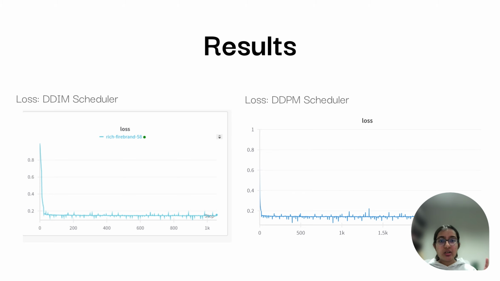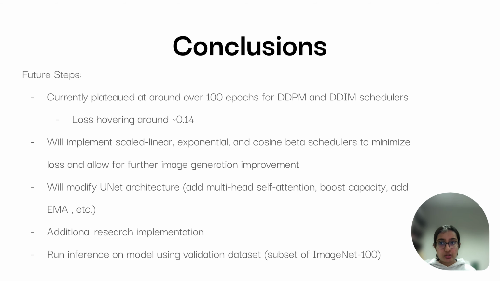And this brings us to our conclusion, where we feel that we can try to implement scaled linear, exponential and cosine beta schedulers to minimize the loss and allow for better image generation, because our loss has plateaued over 100 epochs. We are also looking to modify the UNet architecture by adding multi-head self-attention, boosting capacity, exponential moving average, etc. We want to do some additional research implementation as well. And finally, we will report our inference results on the model using a validation dataset. Thank you.